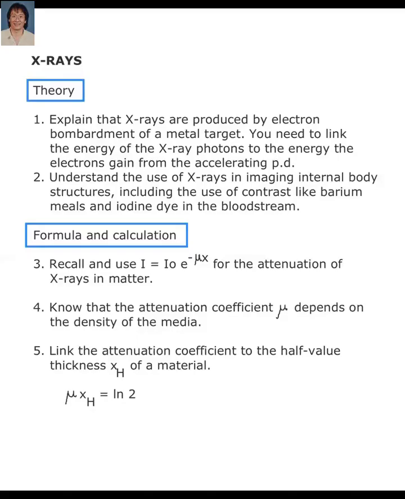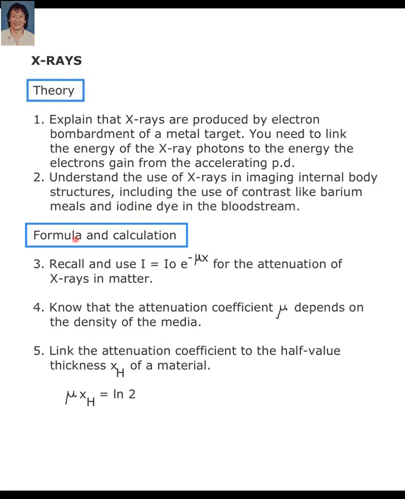We will now do questions of X-ray, but before we do the examination question, we will revise the important things that we need to know. For theory, we need to know how to explain how X-rays are produced by electron bombardment of a metal target. You need to link the energy of the X-ray photons to the energy the electron gains from the accelerating potential difference. Then you must understand the use of X-rays in imaging internal body structures, including the use of contrast like barium meals and iodine dye in the bloodstream.